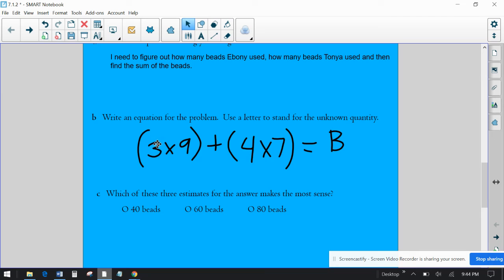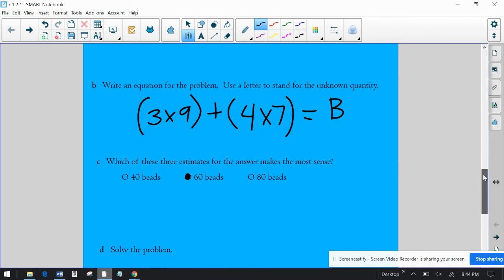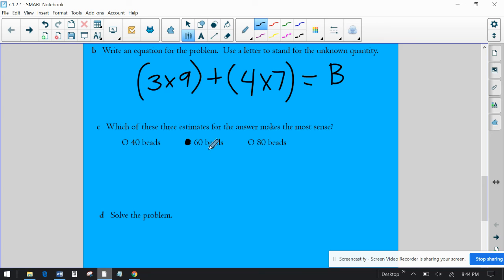But anyway, so 9 times 3 is 27, which is about, what's the closest round number? A friendly number is 30. 7 times 4, 28, about 30 also. So 30 plus 30, or 27 plus 28, is about 60. So the answer here is 60. It might be a little short of 60, but it's definitely closest to 60 out of those 3 numbers.